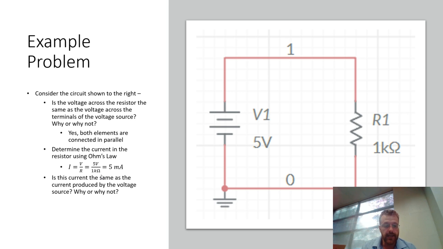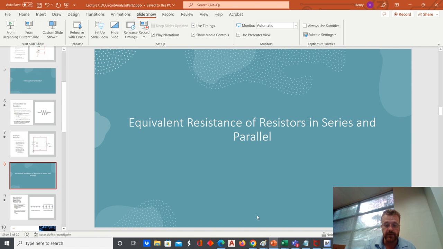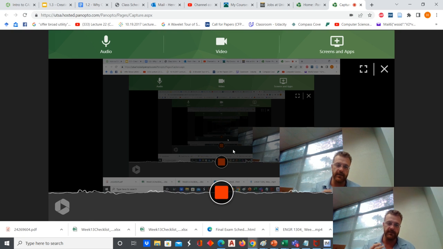Last question: is this current that we just computed the same as the current produced by the voltage source? Why or why not? What that's saying is that if this source provides 5 volts of push across this resistor, which is going to drive a current of 5 milliamps down through this resistor, is that the same current that we actually see in this voltage source? And the answer is yes, because when you only have two elements in a circuit, the voltage source and the resistor, not only are they in parallel naturally, so they have the same voltage across them, but they're also in series. Because of that, that is the actual current through the source. So you can find out how much current is being drawn for that given load out of the source.